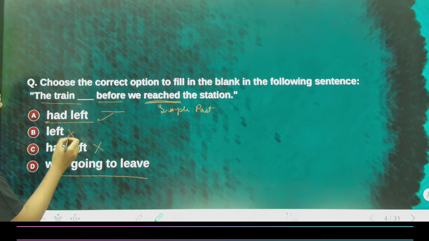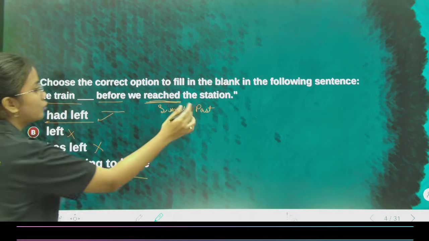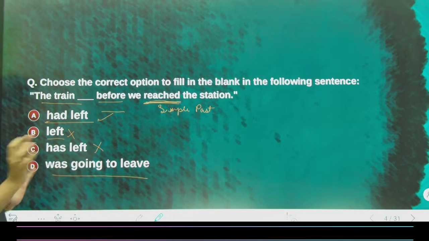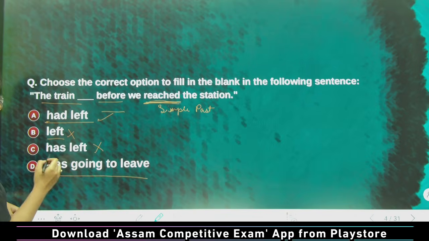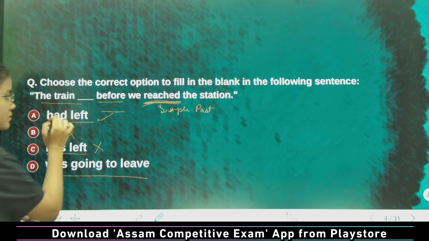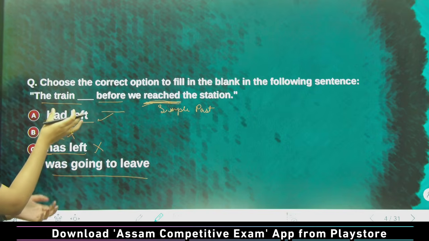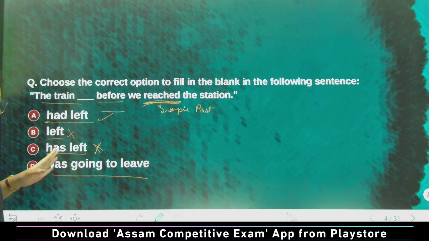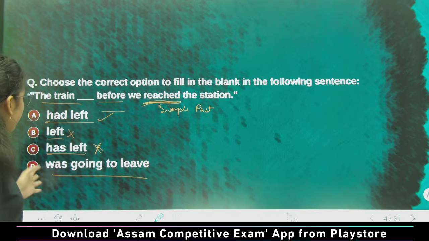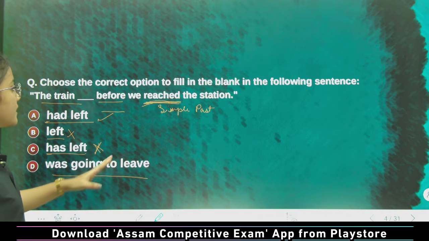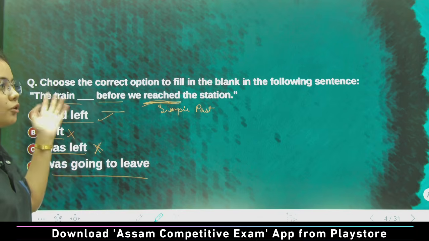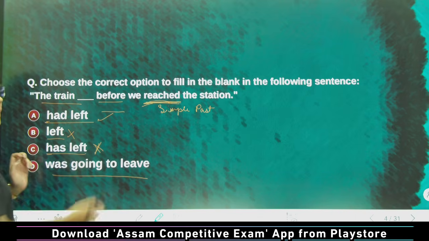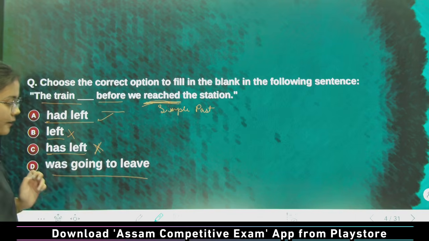It is not simple past, because one sentence cannot have two simple pasts when there is already one simple past. That is one of the rules. Second, with the past we use the past form; here it is not present perfect. Third, was going to leave is not possible, because when an action has already happened in the past and we express that, it is always past perfect, so that is had left.